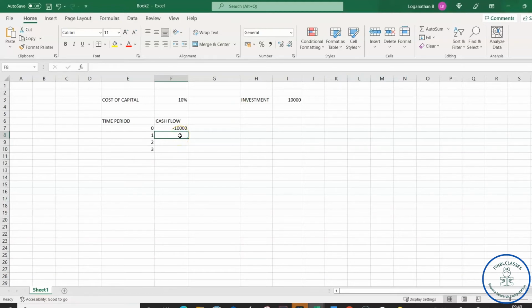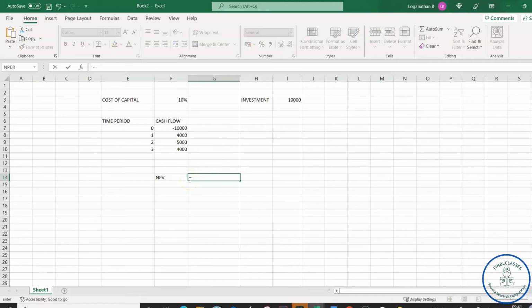Then we have to enter the cash inflows, right? First year cash inflow is 4,000, second year cash flow is 5,000, and third year cash flow is 4,000. For this, we have to directly calculate the NPV. Instead of calculating the present value interest factor for the 10%, the minimum rate of return, and then multiplying it, which will take a lot of time, you can use the Excel function.